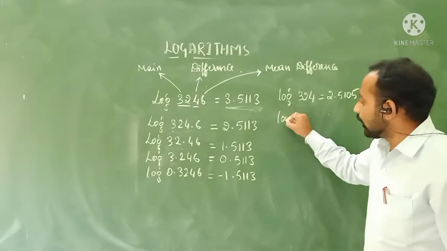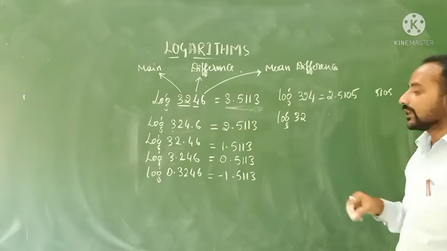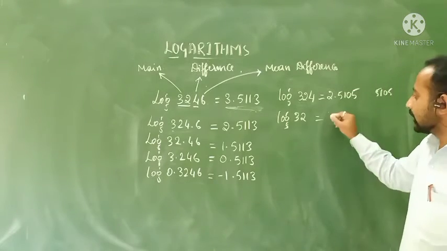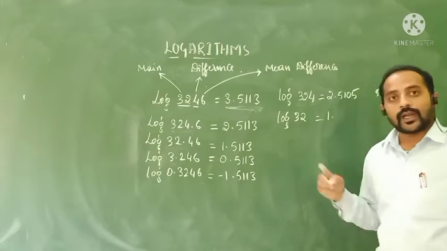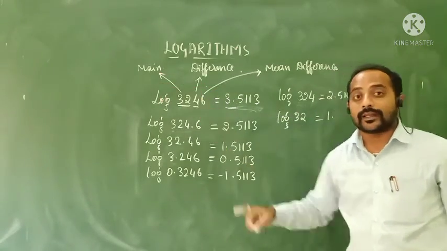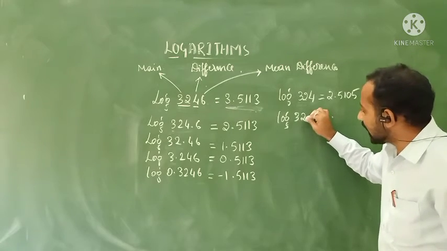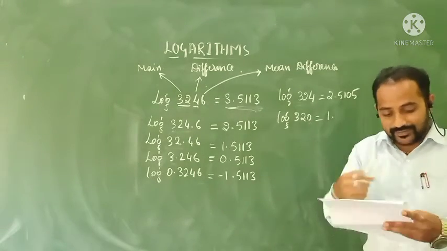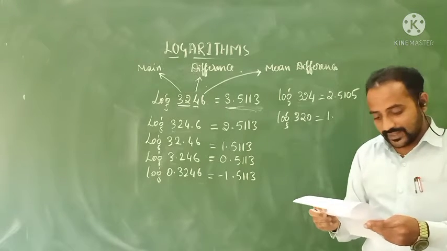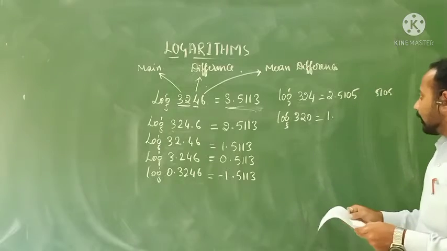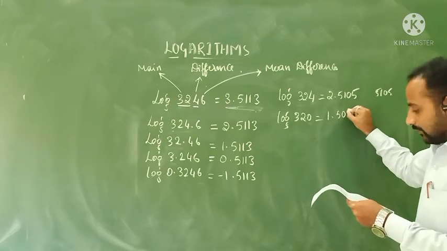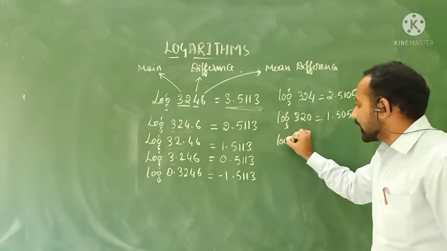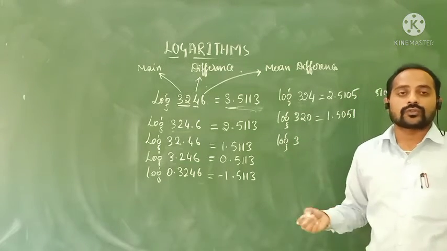Next, if I get log 32, how much is that? Now there are 2 digits, so 2 minus 1, 1 point. 32, I can find in the main column. Next, if I am not having anything here, think that it is 0, so 32.0 I can write down. Go to the 0 column. You have a 0. In that 32.0, you can see that it is 5051. That's all.